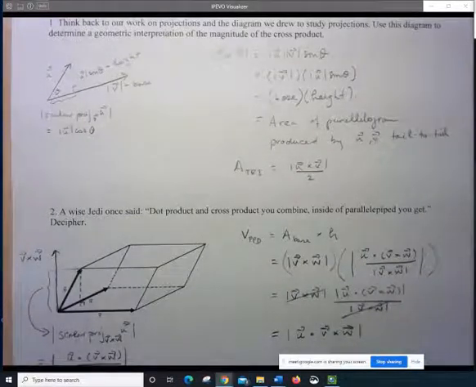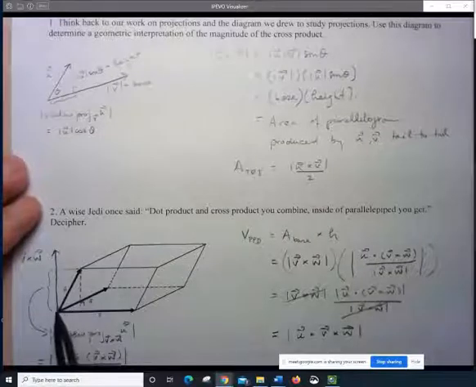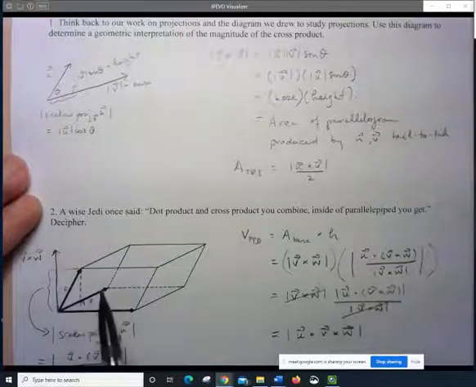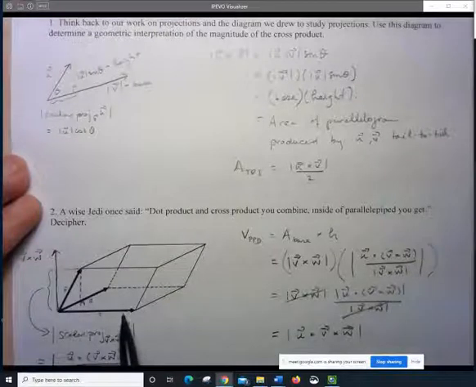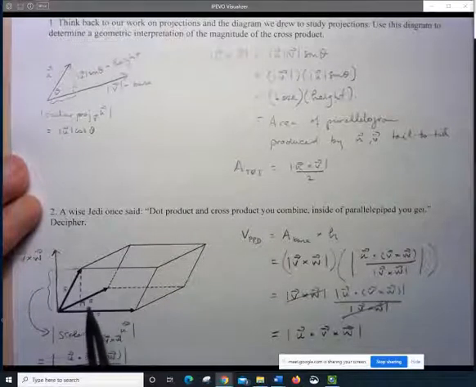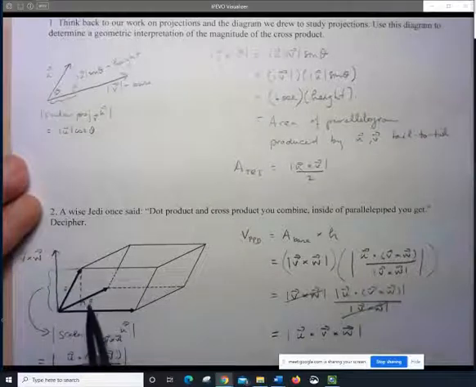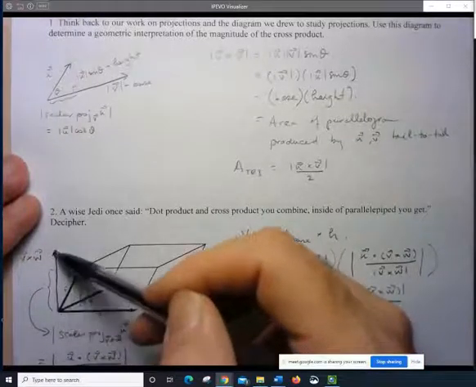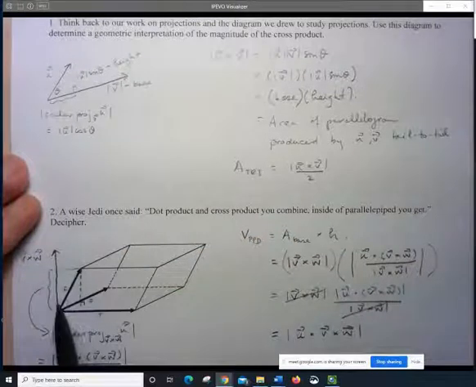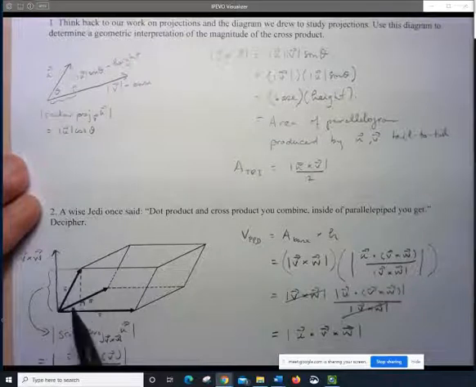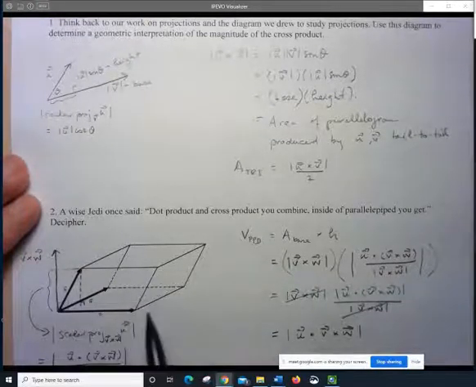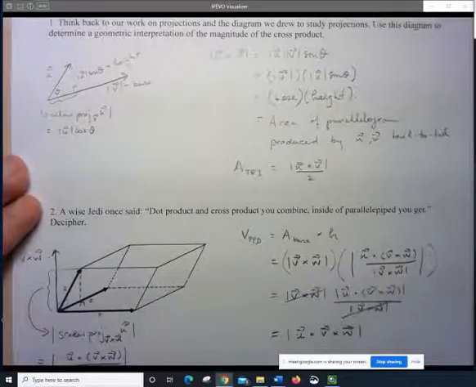So the question I have to ask myself is, is there a way to easily produce a vector that's perpendicular to both w and v? And the answer is yes. If I take the cross product of these two vectors, it's going to produce a vector which is perpendicular to both of them. It's perpendicular to both w and v, hence it's going to be perpendicular to the base of the parallelepiped.